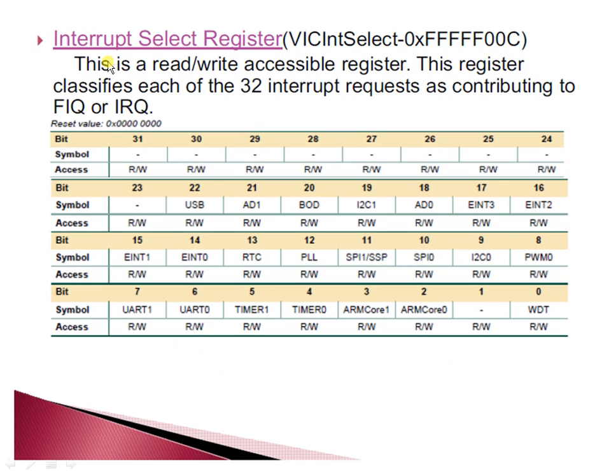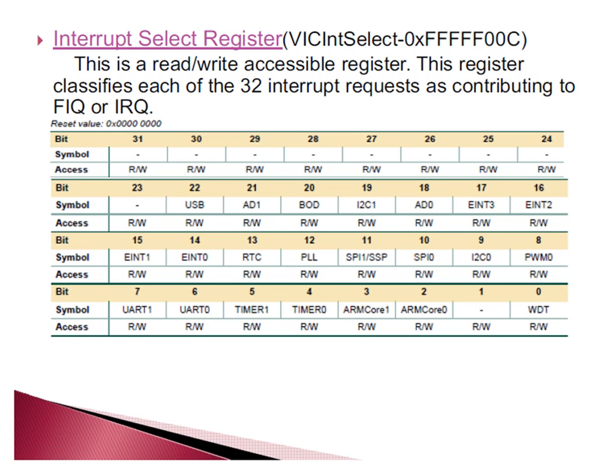Now let us see the next step. After enabling the interrupt, we have to select the type of interrupt. We can select the type of interrupt with the help of the interrupt select register, and this is the name which we have to use in our program, that is VICIntSelect. By using this register we can select whether the interrupt is acting as FIQ or as IRQ. If you are programming any of these bits to logic 1, it means that that particular interrupt is now acting as FIQ.